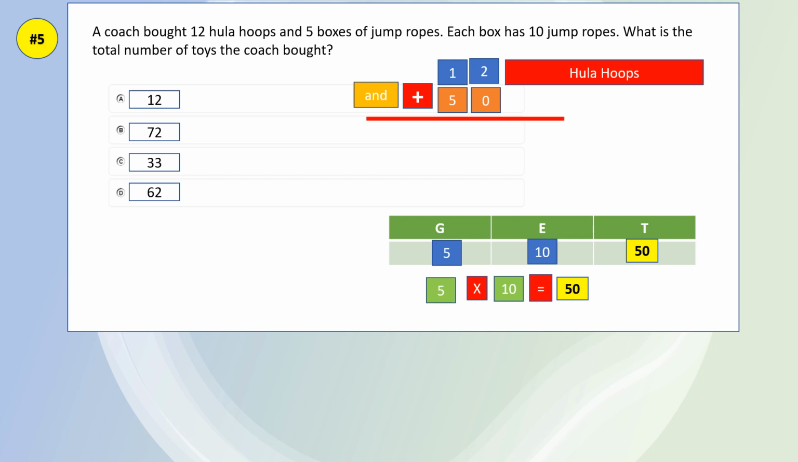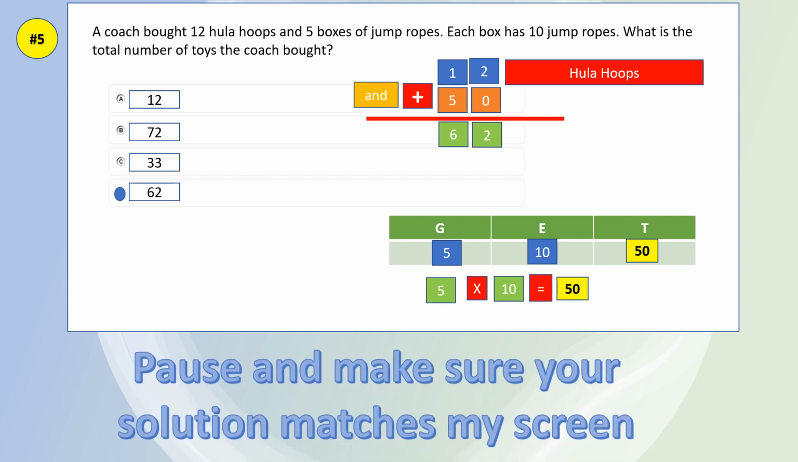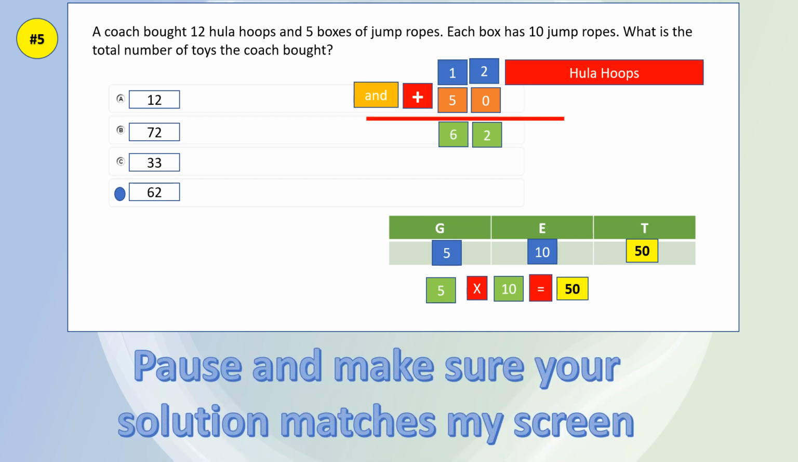All right, so you should have everything on your paper that I have on my screen, and your numbers should be lined up. And once you do that, we can go ahead and solve. Now, we always start with the ones place. Always start with the ones place. What's 2 plus 0? Well, if you said 2, you are absolutely correct. And now the tens place. What's 1 plus 5? That's right. It's 6. So your answer should be 62. And we're going to bubble in answer choice D. Now, at this point, if you need to pause your video to make sure your solution matches my screen, go ahead and do so now.